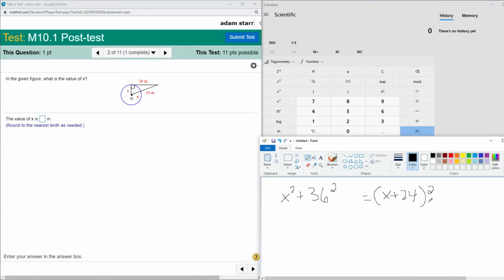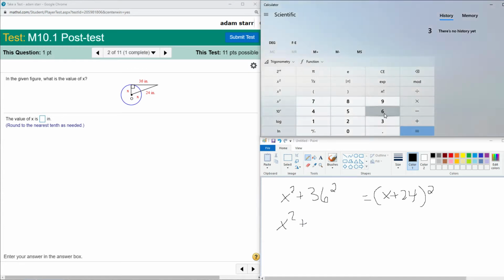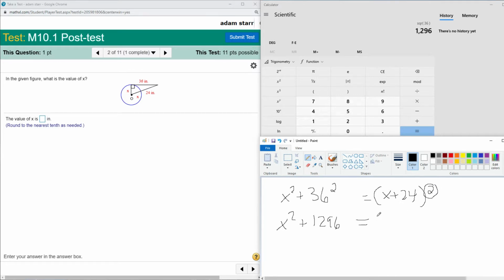Now I just need to simplify this equation. On the left here, I have x squared plus 36 squared, which is 1296, equals, now here I have x plus 24 all being squared. Remember, when you square something, that means you're multiplying something by itself twice. So this really is x plus 24 times x plus 24.